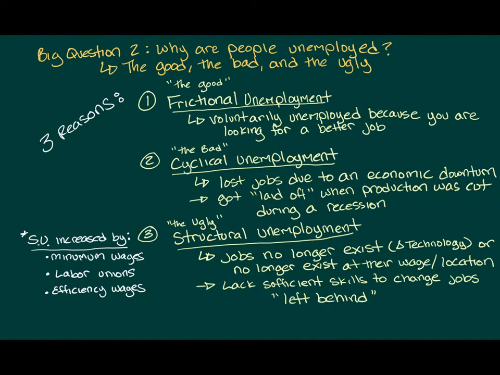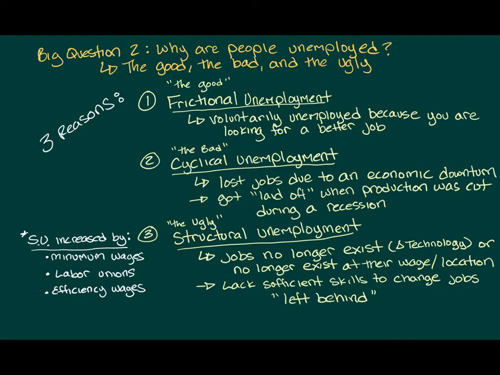I like to frame this around the old movie The Good, the Bad, and the Ugly, because there are essentially 3 different types of unemployment, and I think just labeling them the good, the bad, and the ugly helps the kids wrap their brain around the 3 primary reasons why people might find themselves unemployed.